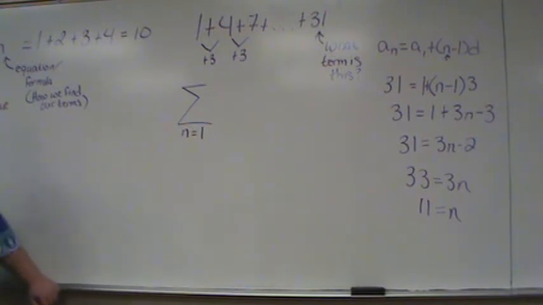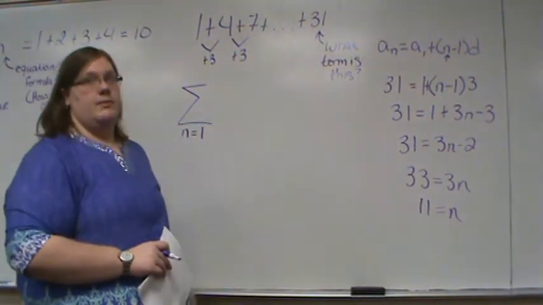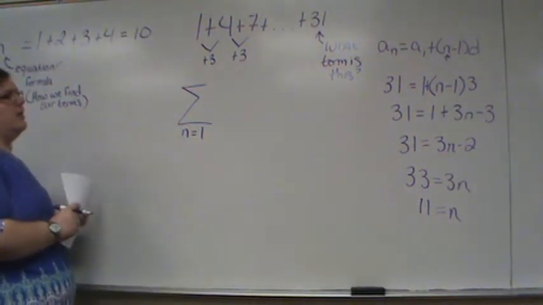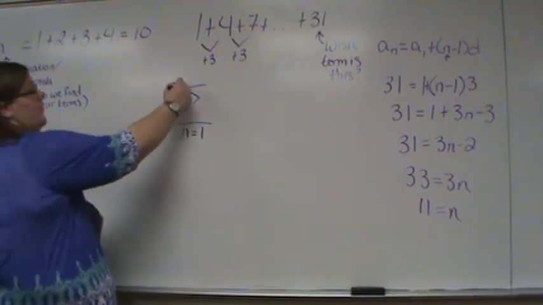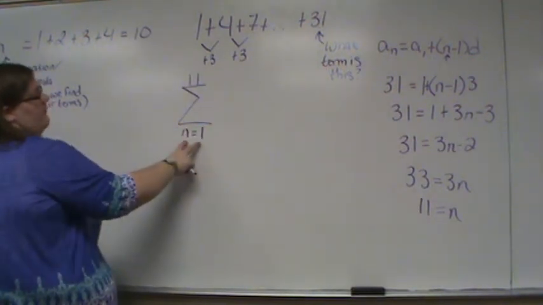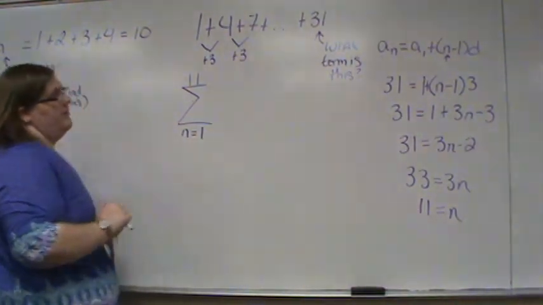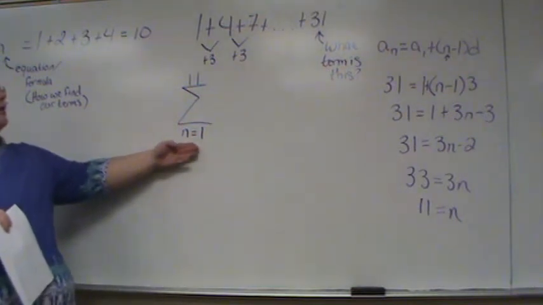So what does that n tell us then? N equals 11, so that tells us that this 31 is our 11th term. So what are we going to do with that 11 now? Why were we finding that? Put it on top of the sigma. So we're going from our first term to the 11th term, which is going to get us to that 31. So in this case, we're going from 1 to 11.